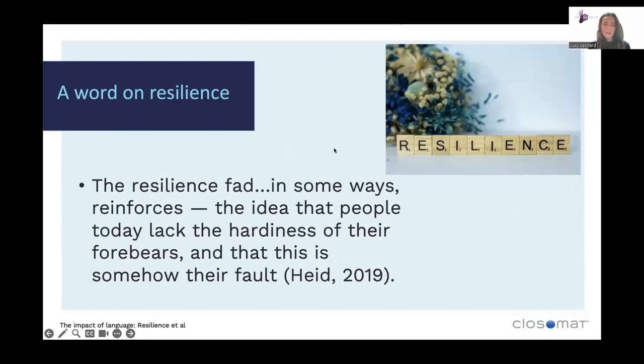And I found this quote about resilience, and they referred to it as a resilience fad, which I thought was quite interesting. The resilience fad, in some ways, reinforces the idea that people today lack the hardiness of their forebears, and that this is somehow their fault. And during the pandemic, around 2020, 2021, this word resilience seemed to come up more and more. And actually, a lot of people struggled to get through those times. And I think that's okay. I think it's okay to say, I'm not feeling massively resilient at the moment. So I just wanted to touch on that and get you to reflect on that word.